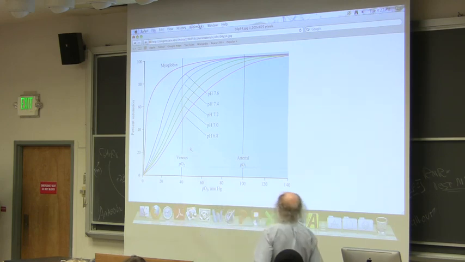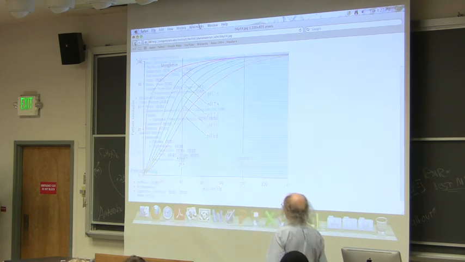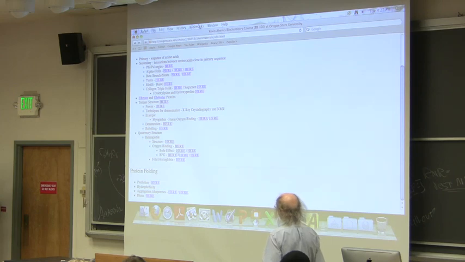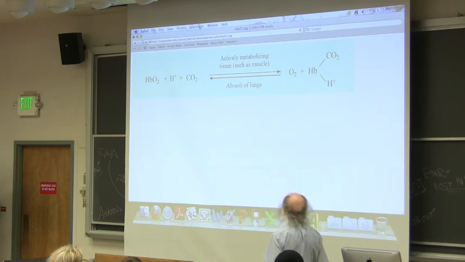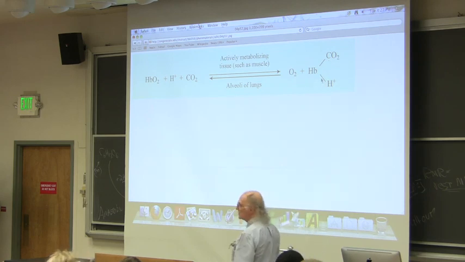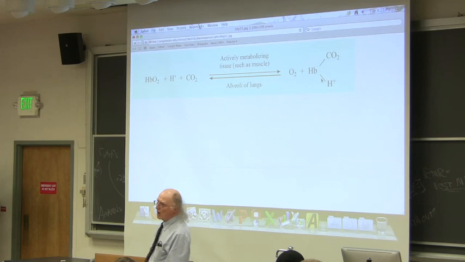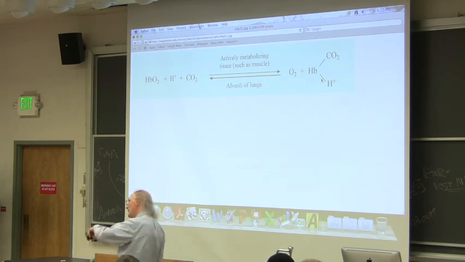This equation does show you one thing I haven't told you, though. Let's go back to the equation. The equation tells you that hemoglobin can bind to oxygen, and it tells you that hemoglobin can bind to these two things. Hemoglobin actually helps to carry carbon dioxide back to the lungs.